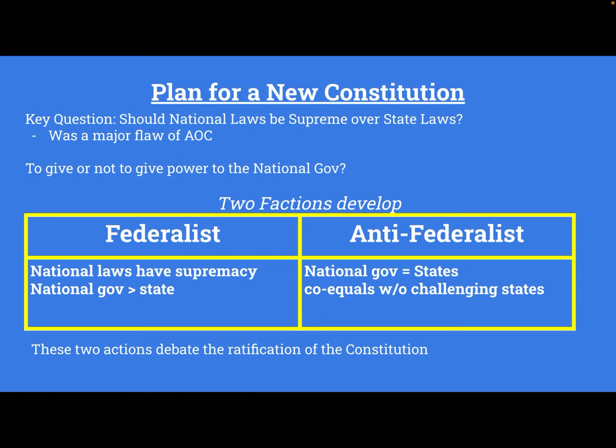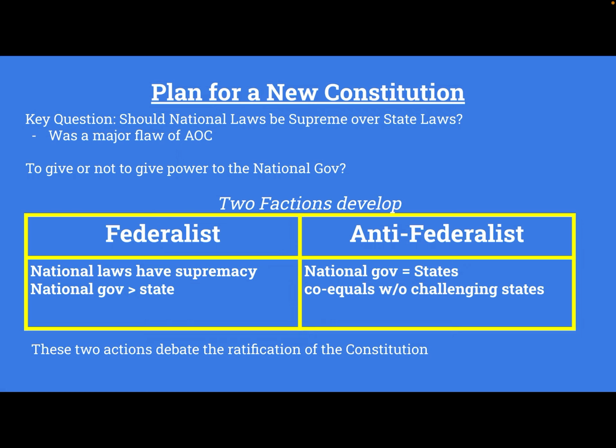Then you have two factions develop. And a lot of historians argue that these are the first two political parties. You have the Federalists and the Anti-Federalists. Now, political parties we haven't really talked about yet, but essentially a political party is a group of people with strong beliefs that are very similar, okay?